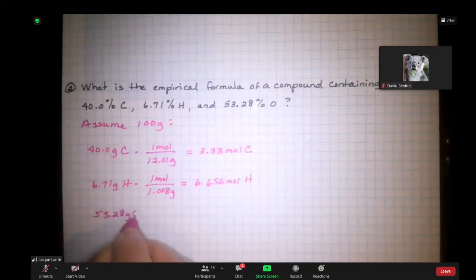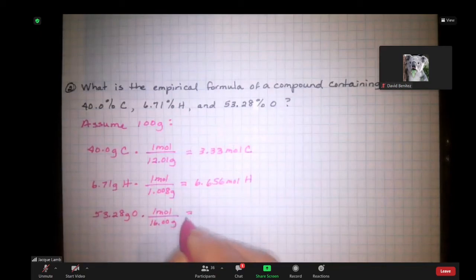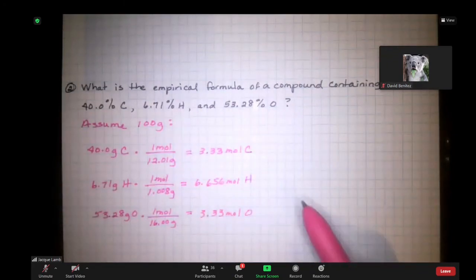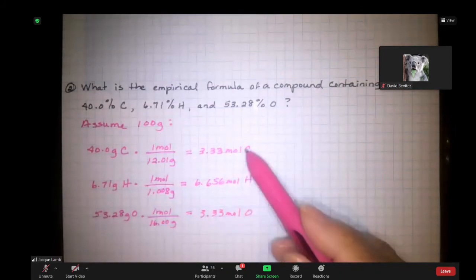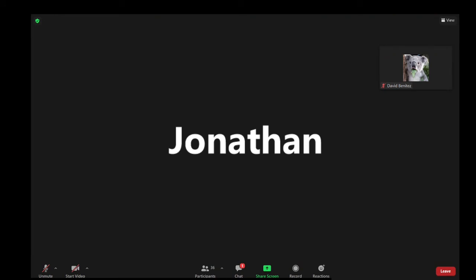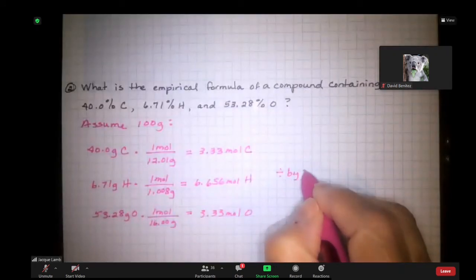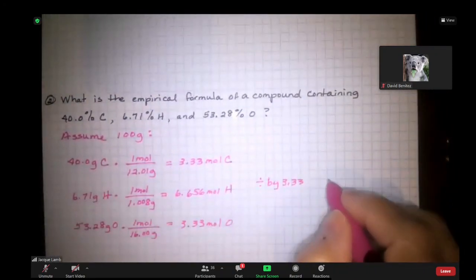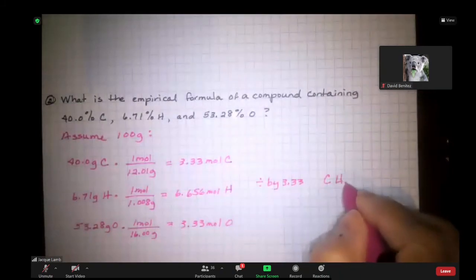And I have 53.28 grams of oxygen. 1 mole of oxygen is 16 grams. That comes to 3.33 moles of oxygen. Okay. You can already see that you have an equal number of moles of oxygen and carbon. And that's the smallest number. So we're going to divide by 3.33. And when we do that, we end up with CH2O.